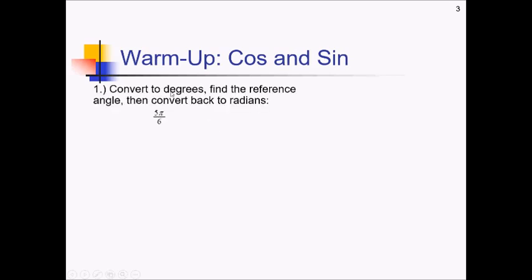So here's an angle, 5 pi over 6. That's an angle in radians. Your task is to convert this to degrees, find the reference angle, and then convert it back to radians. Pause the video and see if you can do that.